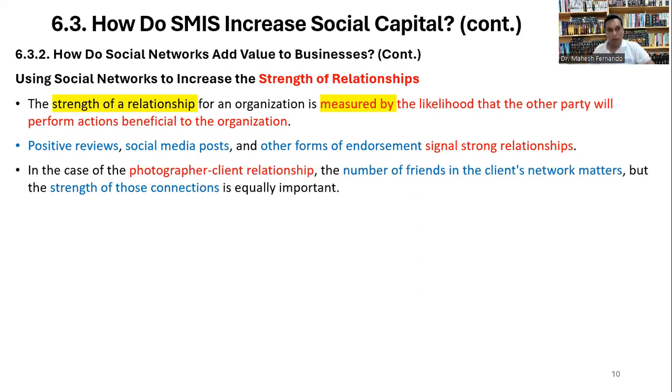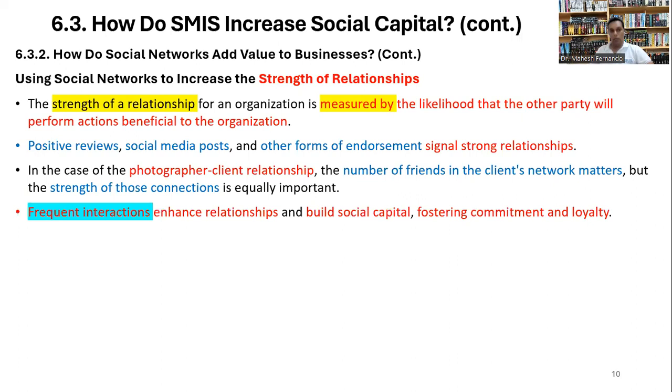In the case of the photographer-client relationship, the number of friends in the client network matters. You can see that if client one has many friends, the message or the photo might be seen by many people in a month's time. But the strength of these connections is equally important. It's not only the number of people, but the strength of the connection, and how they share this information, that is important for the spread of the message throughout the community.